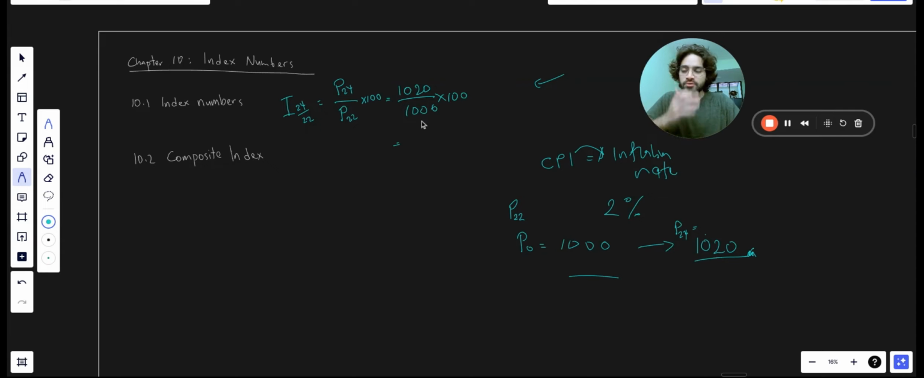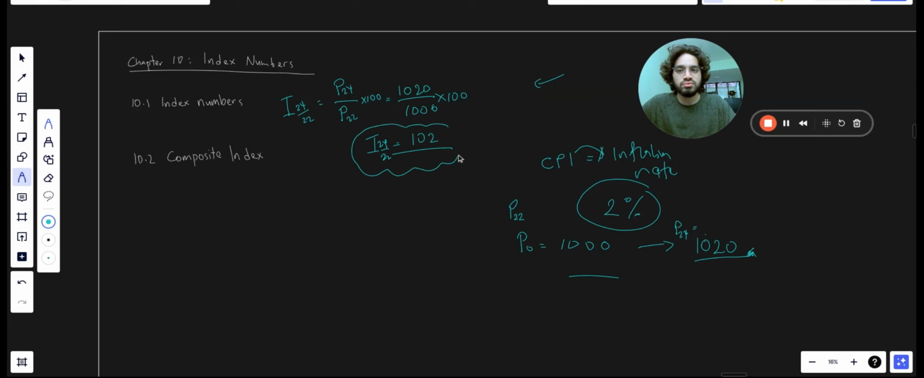And what do you think you'll get from this? Basically, the answer is 102. Okay, so it is another way of looking at something that increases in percentage terms. So we know that this item increased by 2%, but another way to look at it is the index number for the item of the year 24 based on the year 22 is 102. Okay, so this is kind of a number which is used.